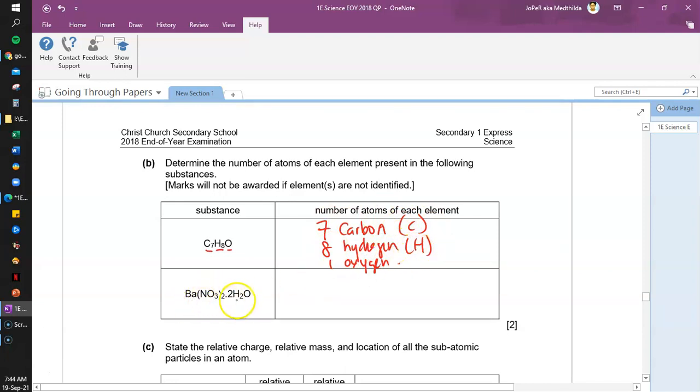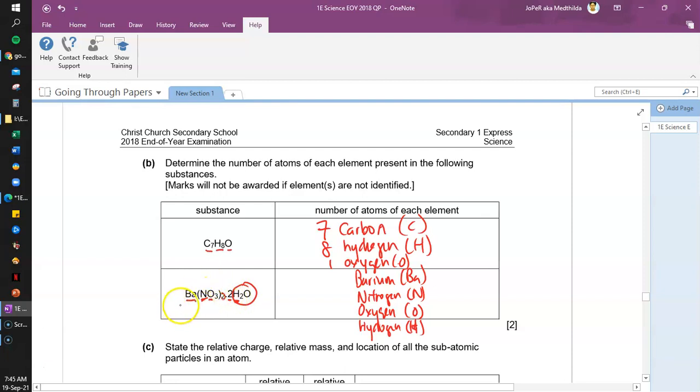Next one. This one you realize is a bit more complex. So let's start off by looking at how many elements there are first. First I got barium, Ba. Next I got nitrogen, N. Next I got oxygen, O. Next I got hydrogen, H, and then I got oxygen again. Now, this dot here tells you that they are all joined together, but the 2 here represents 2H2O. The 2 here represents there are 2 nitrates over here.